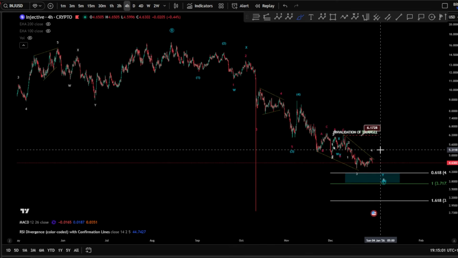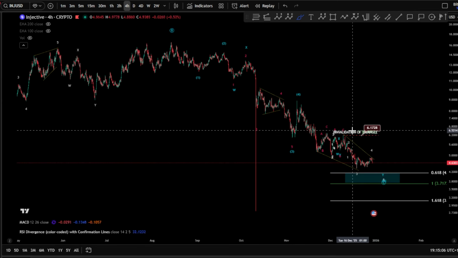Yep, so these are the insights for the altcoins Ethereum, Solana, and Injective. Lower prices are still expected, so trade safe, of course.